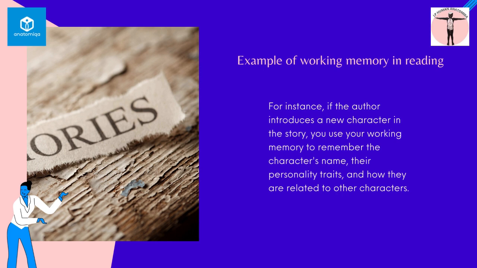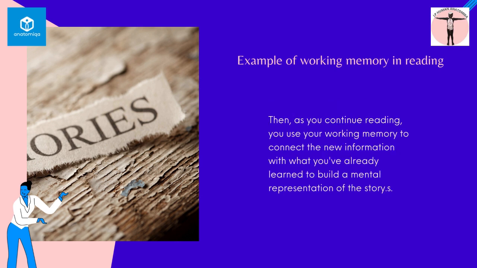For instance, if the author introduces a new character in the story, you use your working memory to remember the character's name, their personality traits, and how they are related to other characters. Then, as you continue reading, you use your working memory to connect the new information with what you have already learned to build a mental representation of the story.